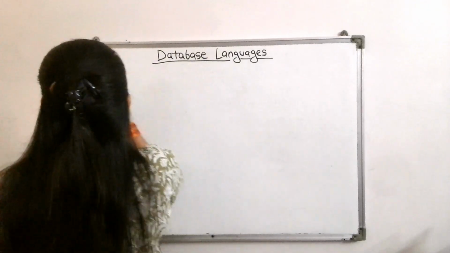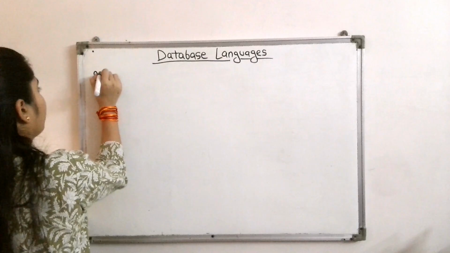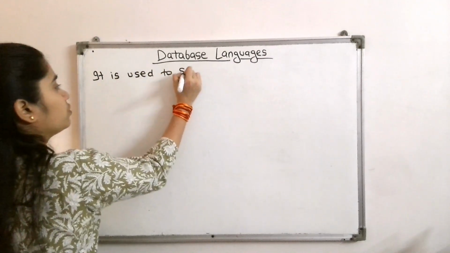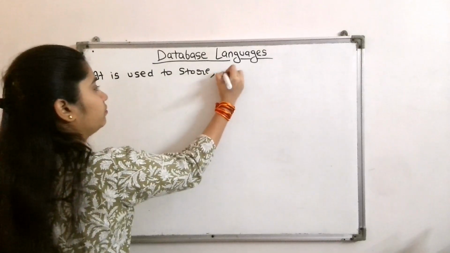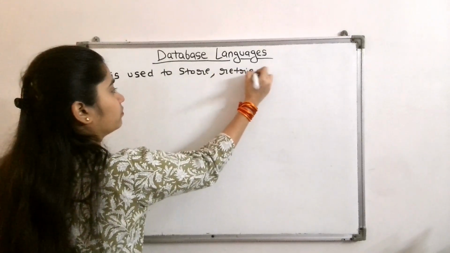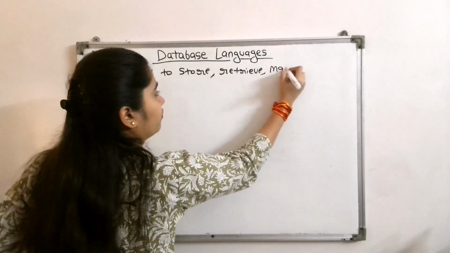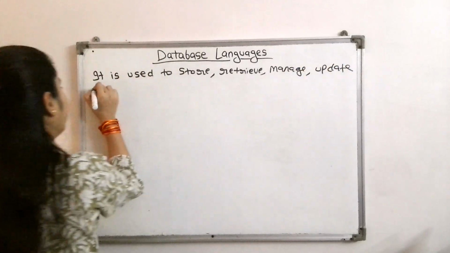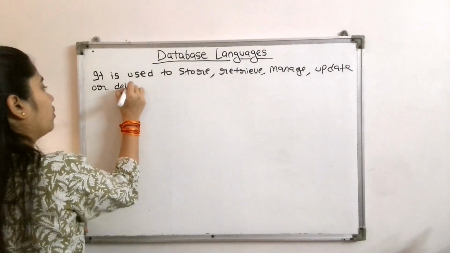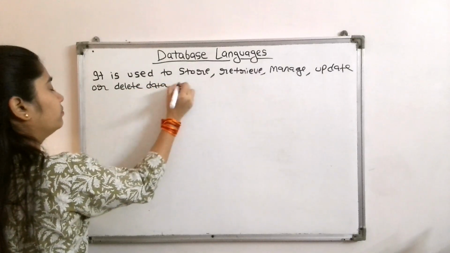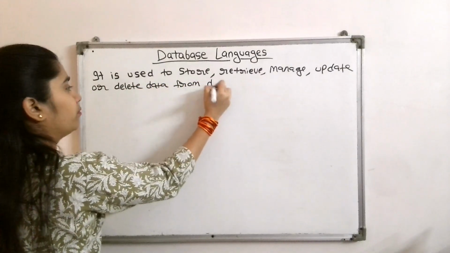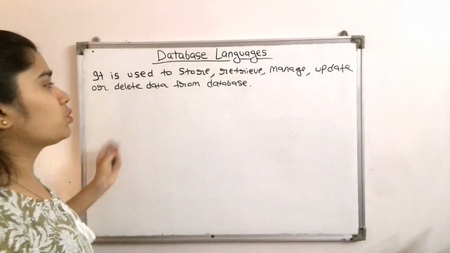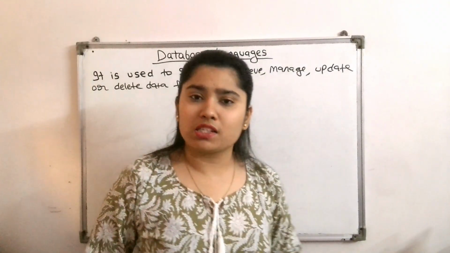Let's write it here. Database languages: it is used to store, retrieve, manage, update or delete data from the database. Okay. So a database language is used to store, retrieve, manage, whatever task we want.